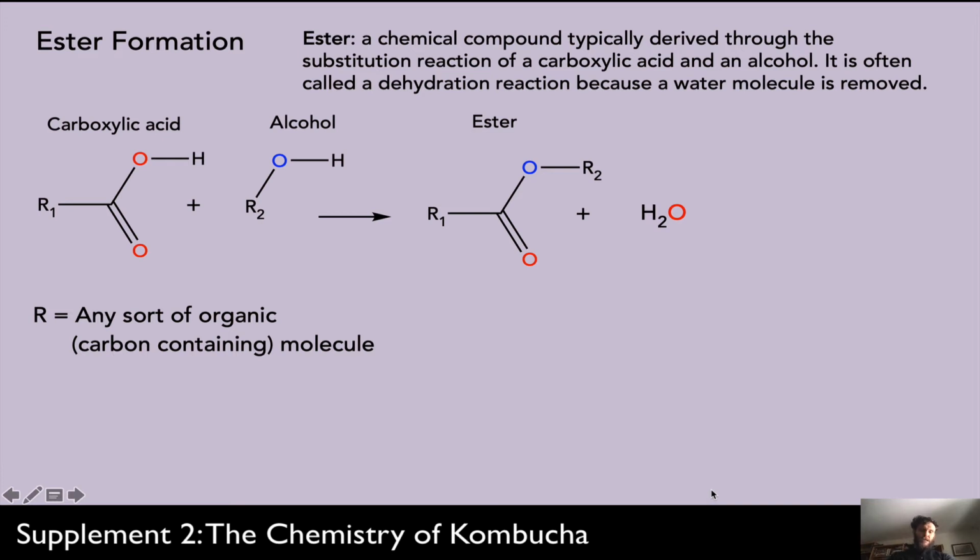So in this depiction here, we have a carboxylic acid that has some carbon-containing R group on it, and then the alcohol has some other R group. It can be anything, any kind of long chain or weird big structure. It doesn't matter what the R group is. You just have to have a carboxylic acid and an alcohol.